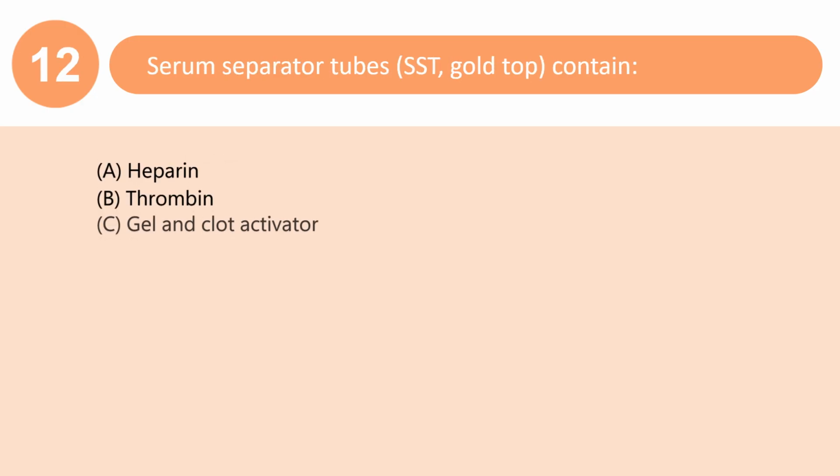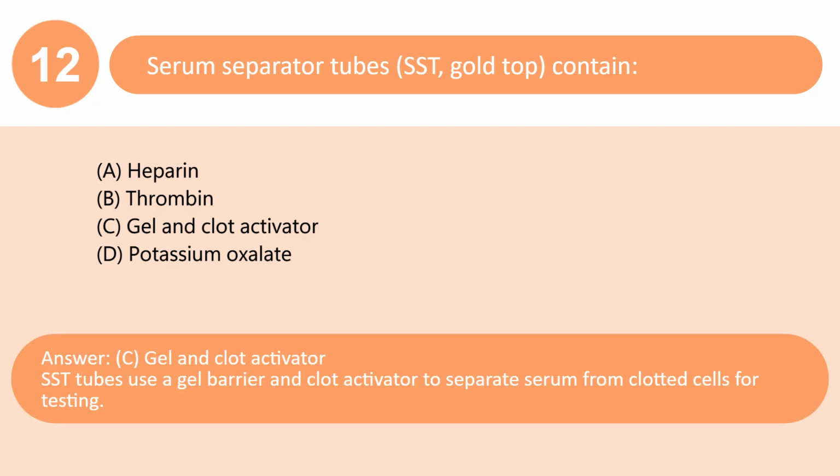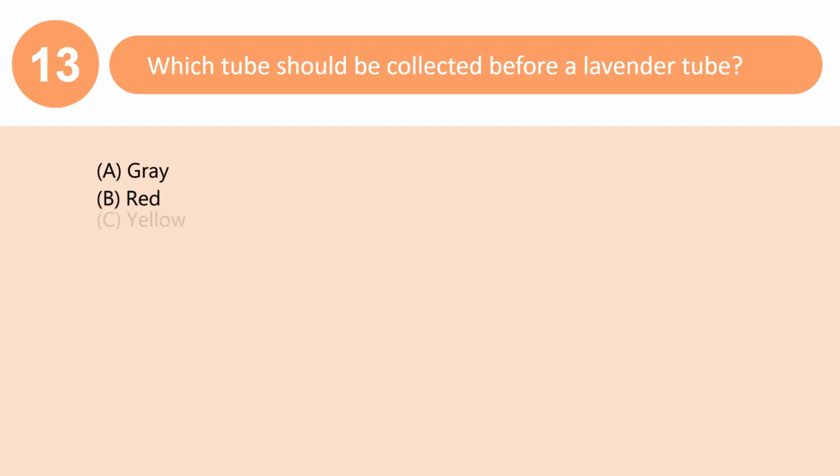Serum separator tubes, SST, gold top, contain A. Heparin. B. Thrombin. C. Gel and clot activator. D. Potassium oxalate. Answer: C. Gel and clot activator. SST tubes use a gel barrier and clot activator to separate serum from clotted cells for testing.